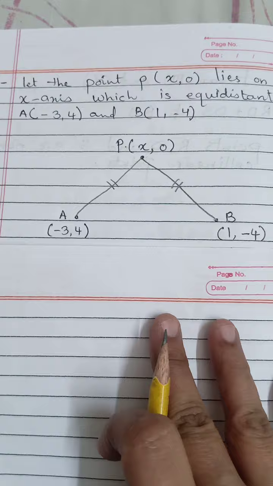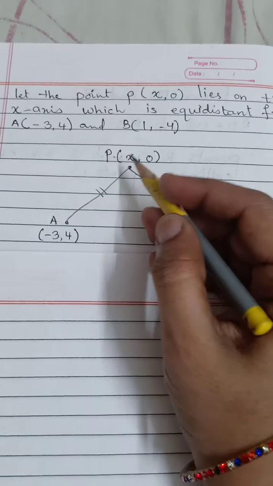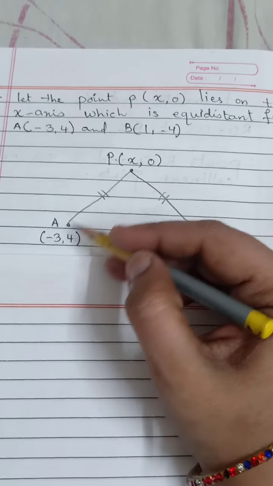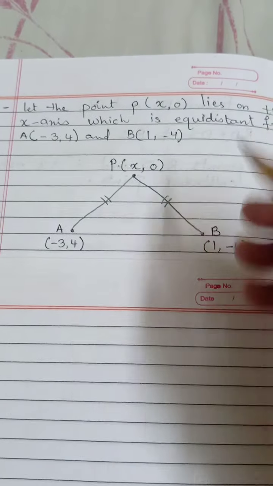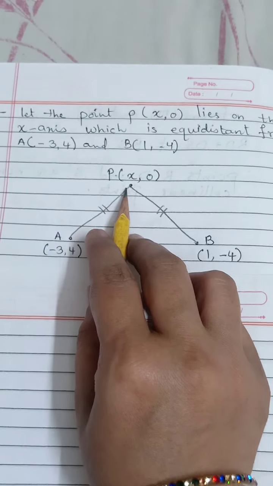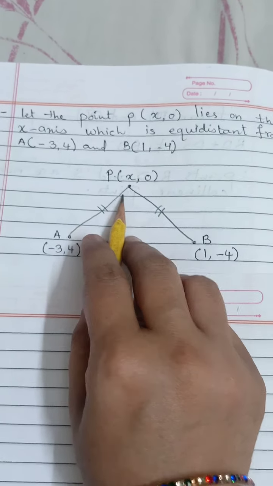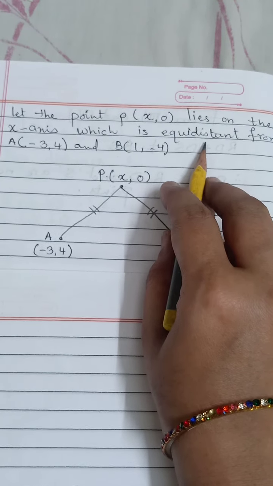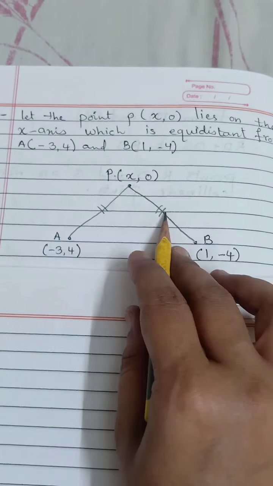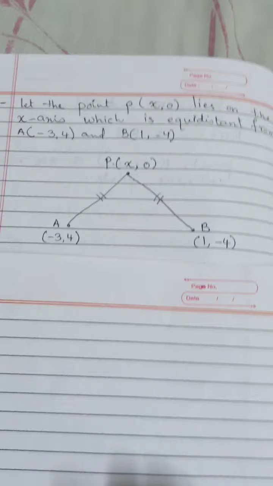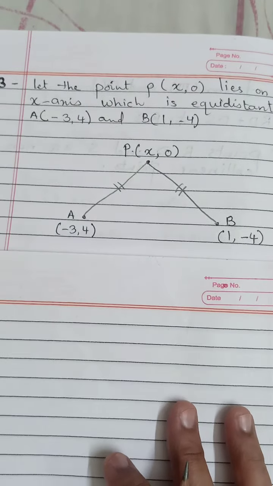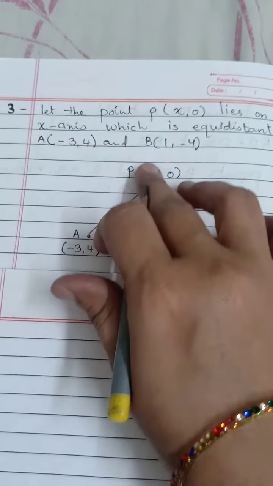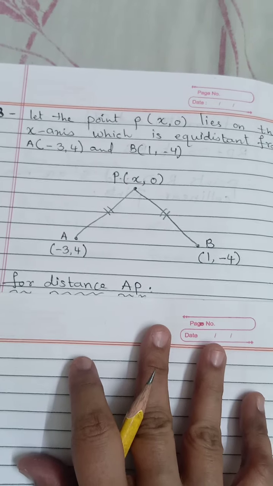So what can we do? First of all, by using points A and P, we will find the distance AP. Then by using points B and P, we will find the distance BP. But these two distances are equal. Then we will equate both distances and find the value of x. So we will start by finding the first distance, that is distance AP.